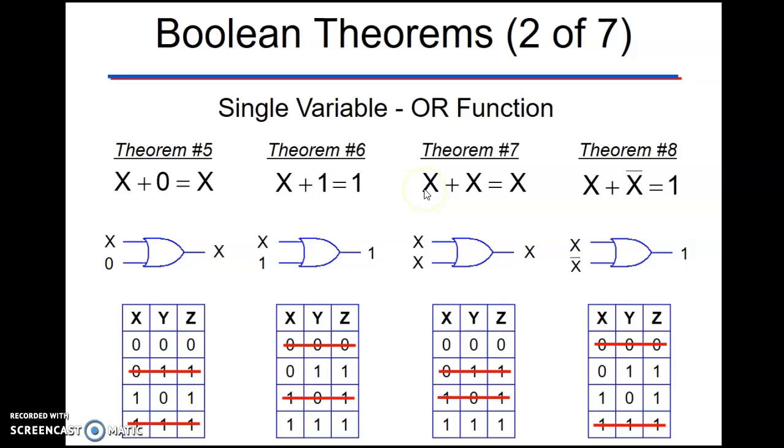If I have x OR x, if they're both 1s, it's going to be a 1. If they're both 0s, it would be a 0. So whatever they are, it's going to be an x. If I have an x OR not x, and this is the one that gets people sometimes, because if x is a 1, not x is a 0, 1 OR 0 is a 1. If x is a 0, not x is a 1, so 0 OR 1 is equal to 1.